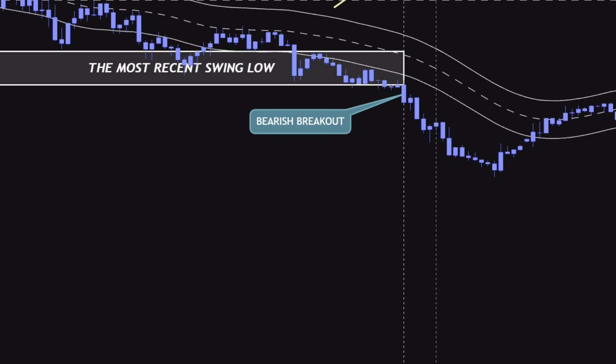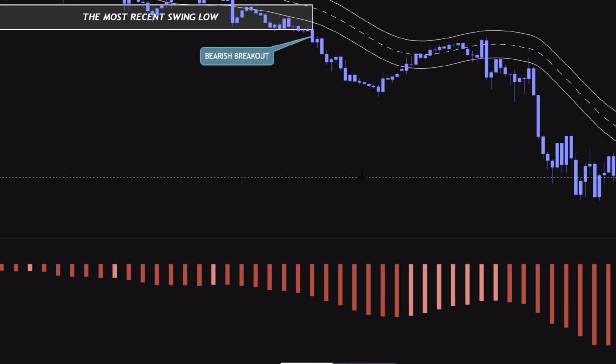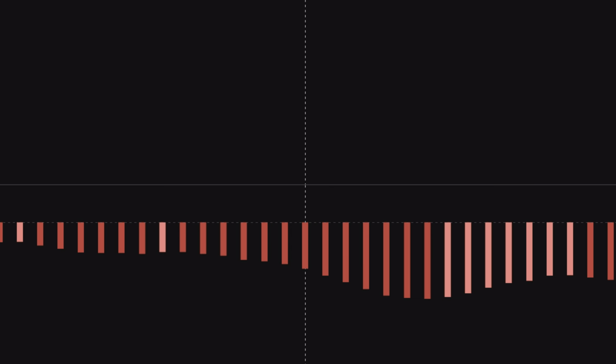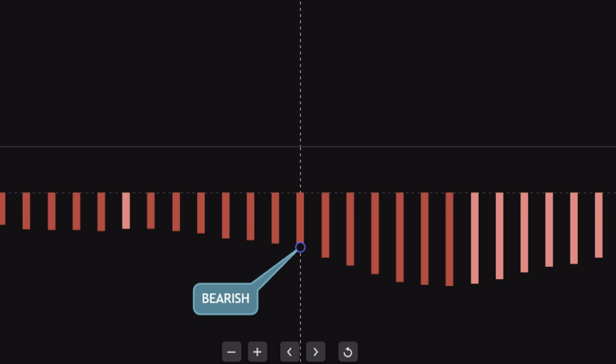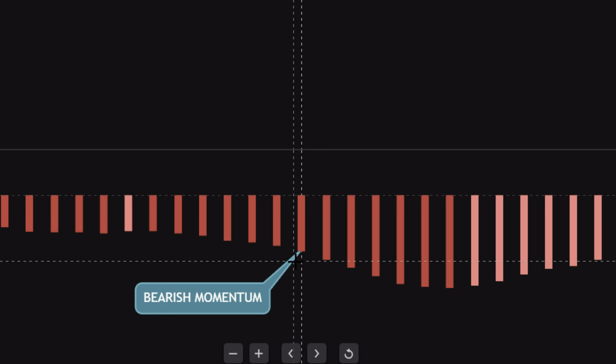We still need confirmation from momentum. That's where the MACD comes in. If the MACD histogram is red and below the zero level, it identifies bearish momentum in the market. The bearish momentum confirms our sell setup, and that becomes a valid sell signal.